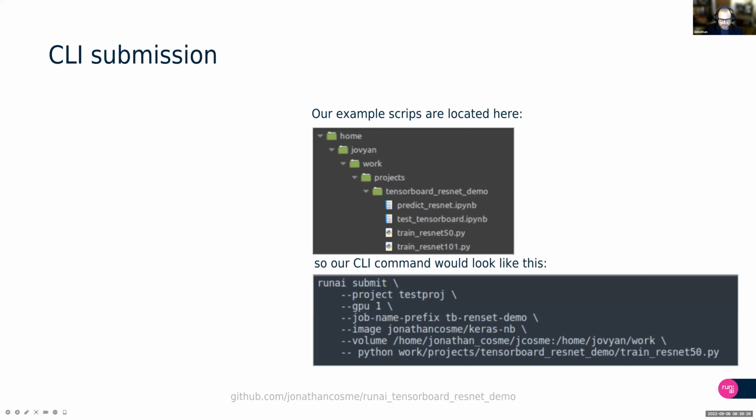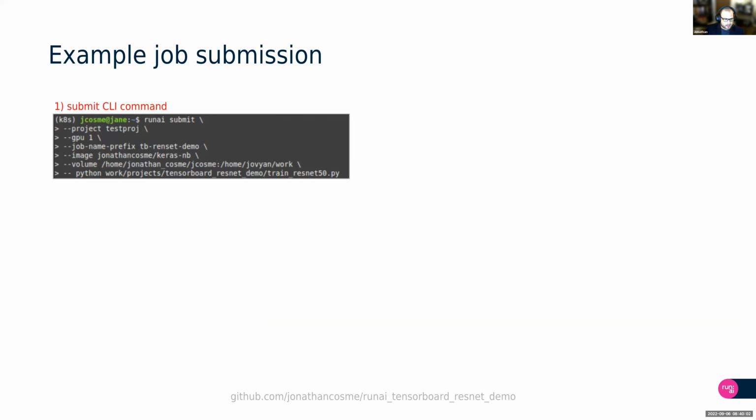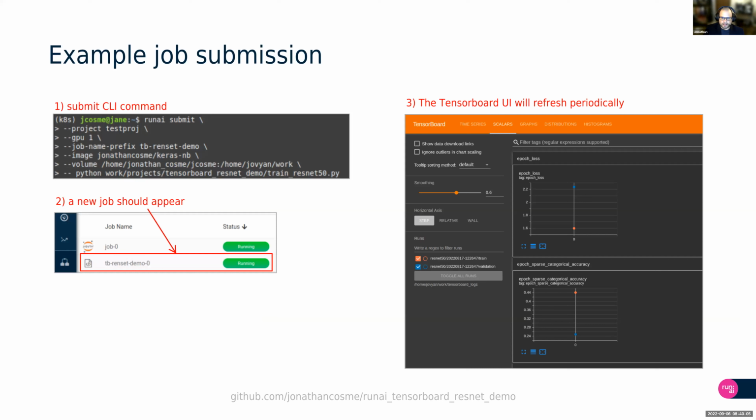So this is what our CLI command would look like. It would look something like this, where we, first of all, specify the keras-nb Docker image, because that is where our TensorFlow is actually installed. We have to make sure, again, we mount our NFS onto the work directory. And finally, we have to specify the ResNet Python script and make sure that we specify the relative location within the Tensorboard ResNet demo, under projects, and under work. And so once I submit this command, I should see a new job appear. And then basically the Tensorboard UI will refresh periodically.